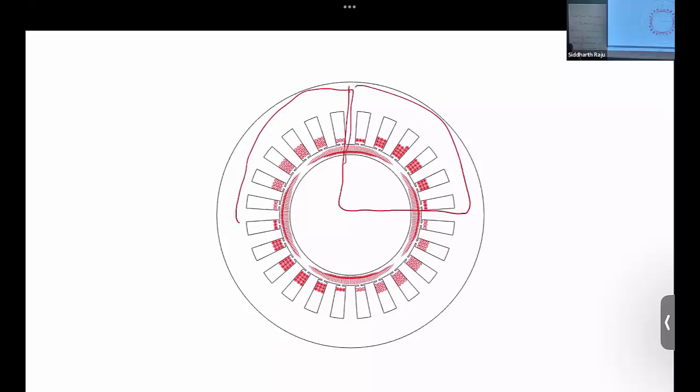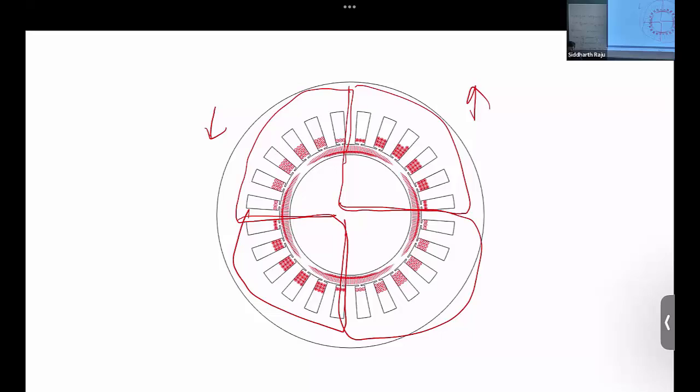The other quarter of the windings are going into the page, coming out of the page. This in itself is a full motor. Right? And then we are going to repeat the same thing. We have conductors coming out of the page for the other quarter, conductors going into the page for the other quarter. Right? So we have effectively created 2 motors. So we take the top portion and put it again on the bottom. We have effectively created a 4-pole motor.